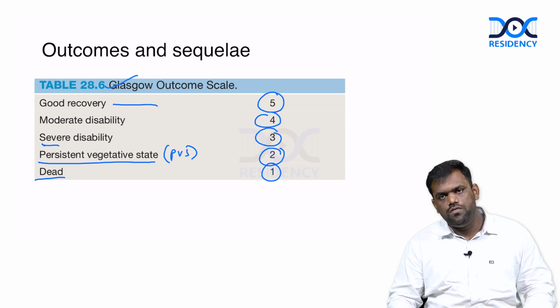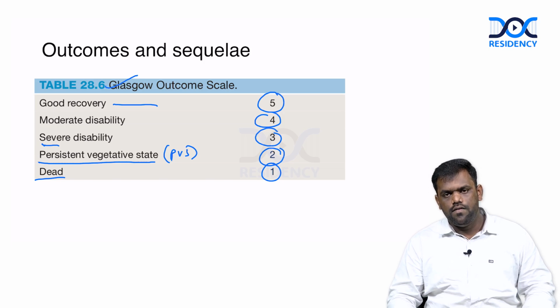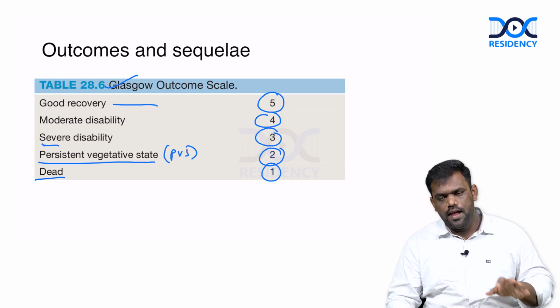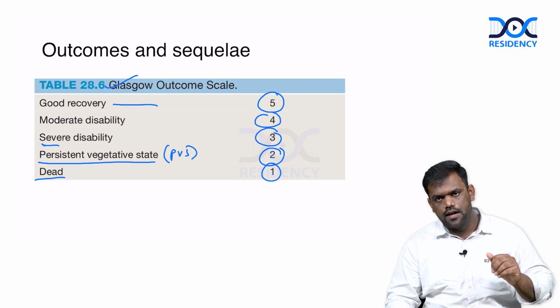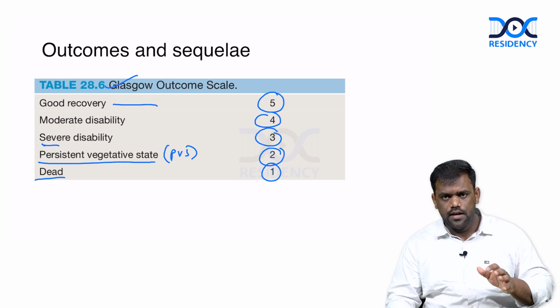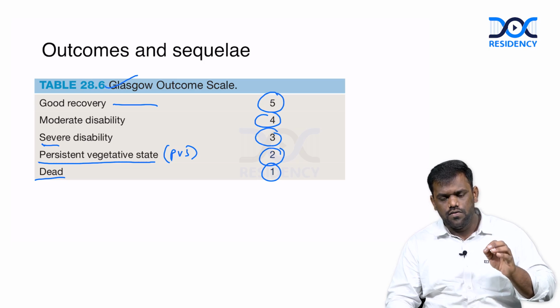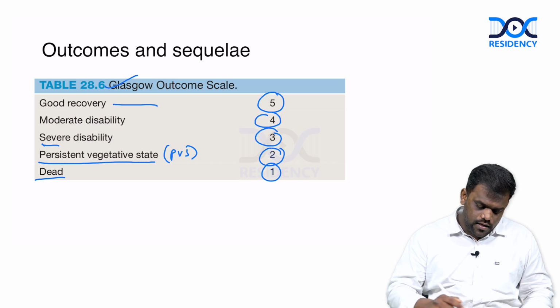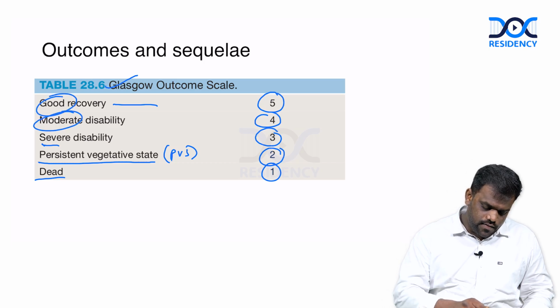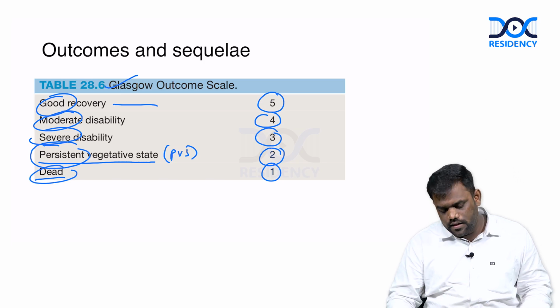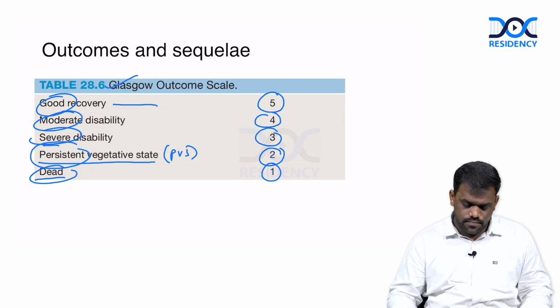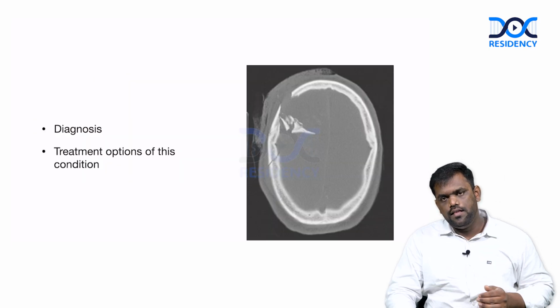These are the various outcome scales. We mainly follow the Glasgow Outcome Scale when the patient is recovering or getting treatment from head injury. Good is 5, moderate is 4, severe is 3, persistent vegetative state is 2, and dead is 1. Now let's see the various CT findings of the patient.